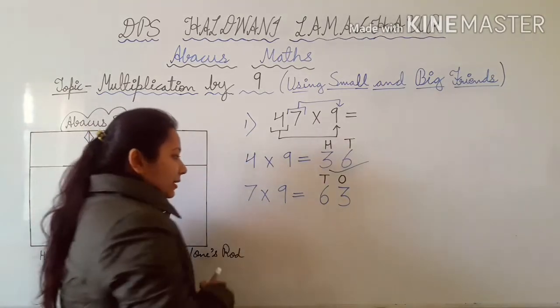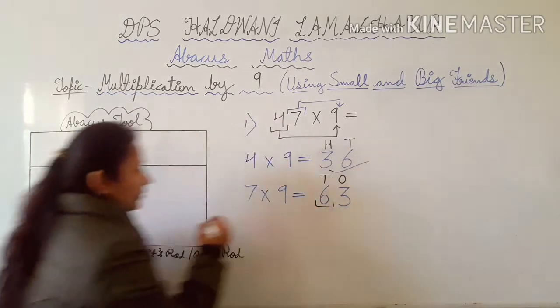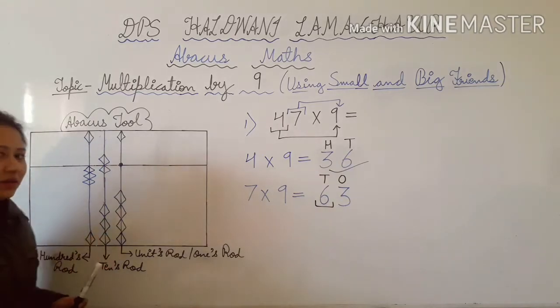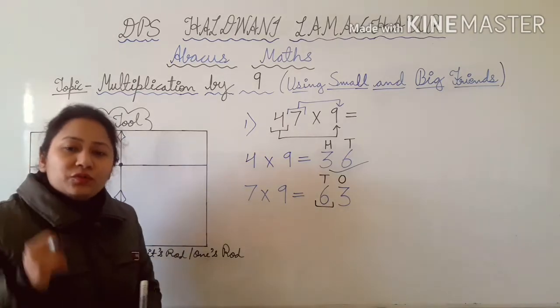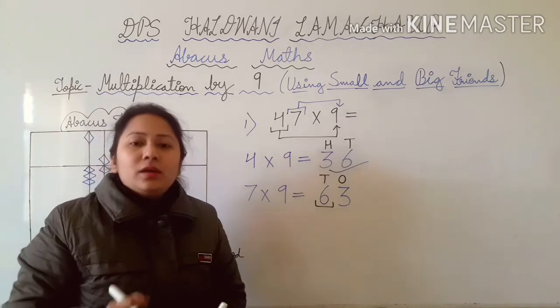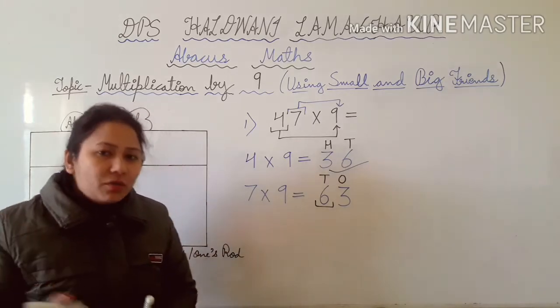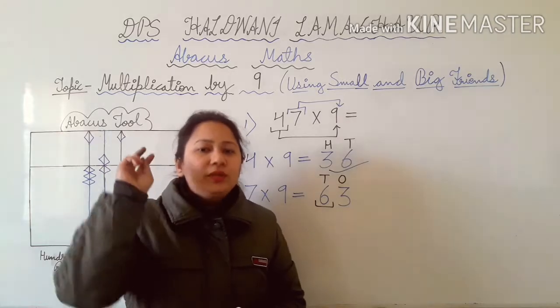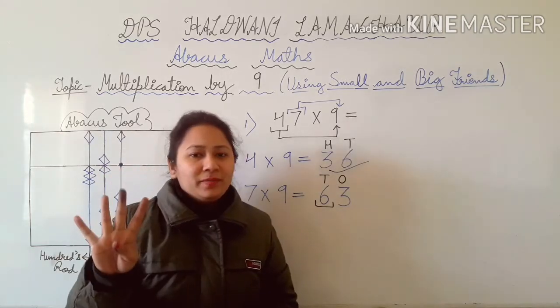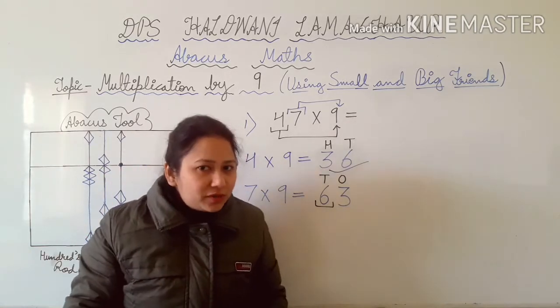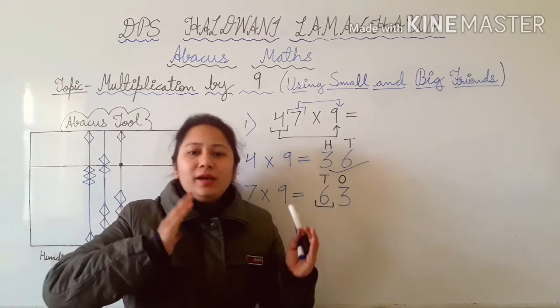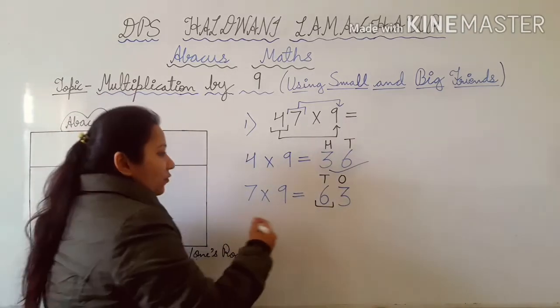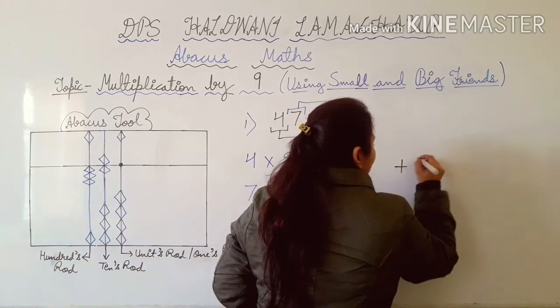Now as you can see, we have to add 6, but the bead is not there. So first of all we will use the small friends. Now you know that in small friends there are only formulas for 1, 2, 3 and 4. So there is no formula for 6. So we will go with the big friends. Now for adding 6, what is the big friend formula?